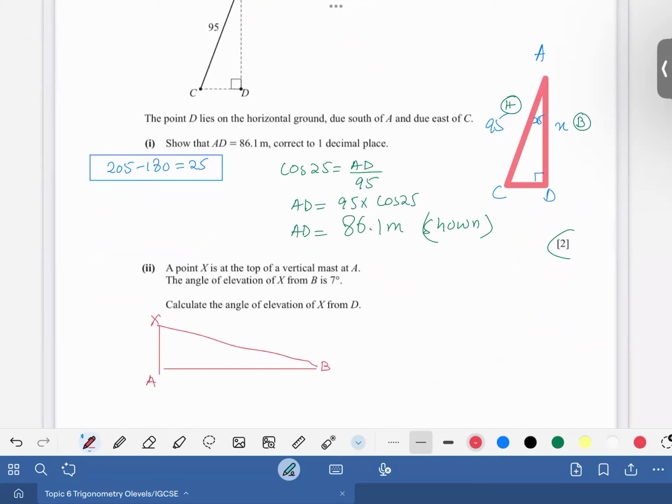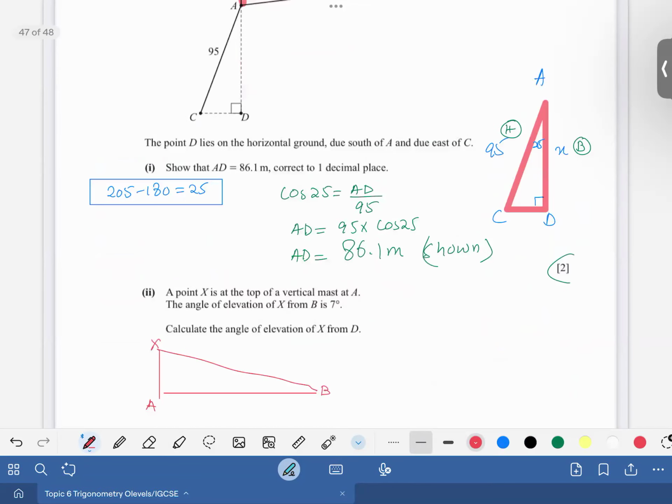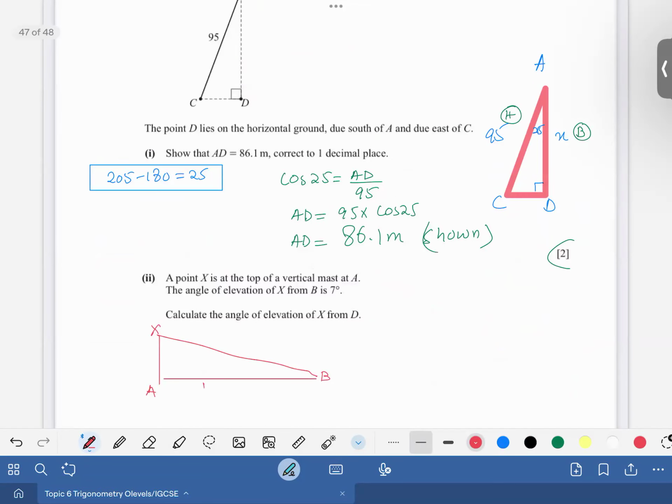So AB is 170 and this is 7 degrees. So this height is unknown, which is small b. Let's find out the perpendicular. Usually for angle of elevation, you will always see tangent theta. So tangent 7 is equal to perpendicular AX divided by 170. So AX is equal to 170 times tangent 7. So what is the answer for AX? It is 20.87.